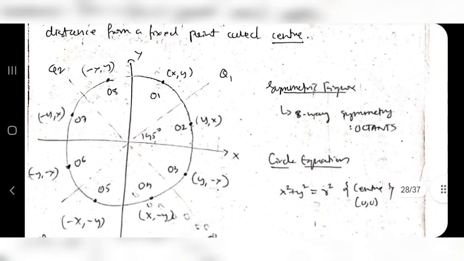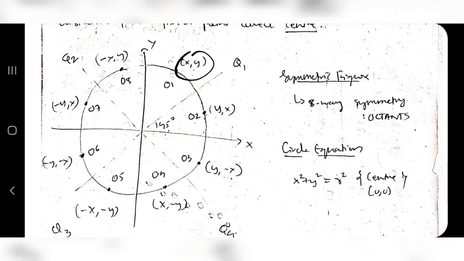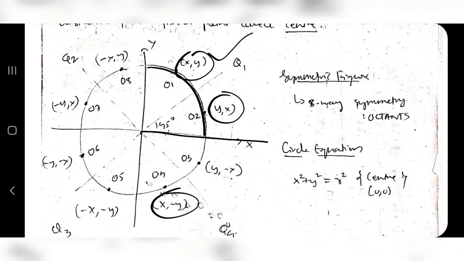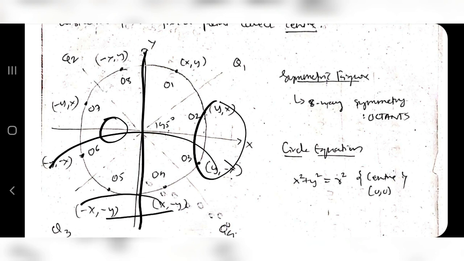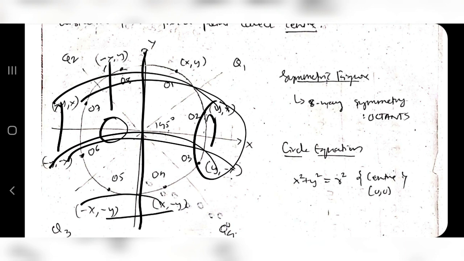In the same way, here also it will be x comma y and y comma x, making a mirror image. If it is x comma y, here it will be x comma minus y, because the y value is negative here, while the y value is positive there. X will remain the same at this point. Here also the same thing, y comma minus x, forming a mirror image, where just the x value becomes negative. So y will remain positive, x will become negative here, and so on. That's all that's happening here.